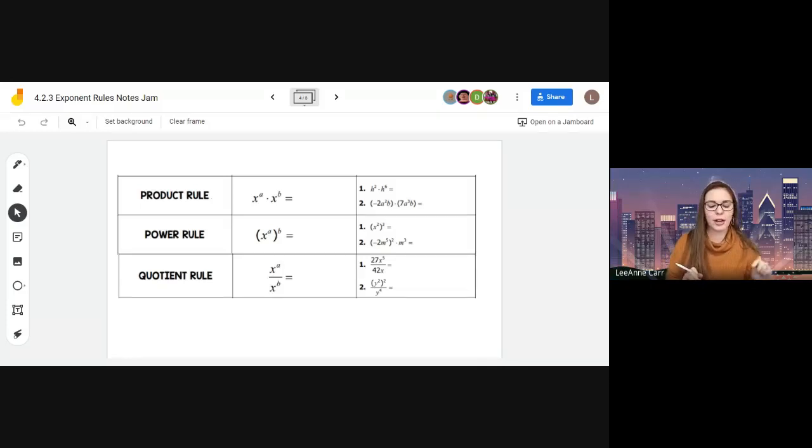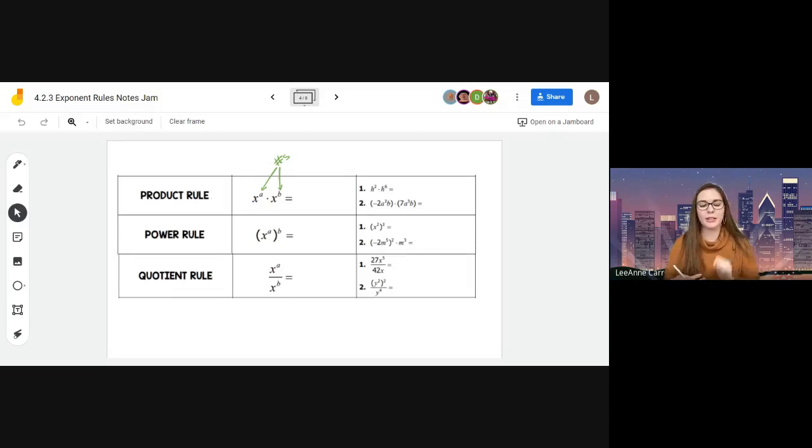So looking at our product rule, we have these A's and these B's, which might look a little bit funky. Those A's and B's just represent any number. So it could be a 2, 3, 9, -4, whatever. Those places will be filled in with numbers. The X's are what we call bases, and those will stay variables.